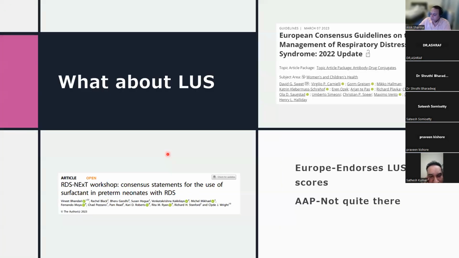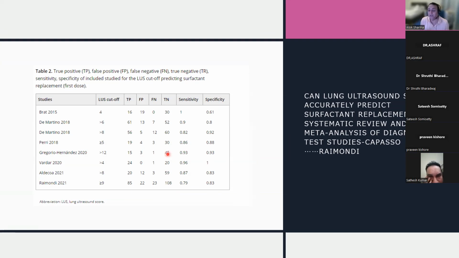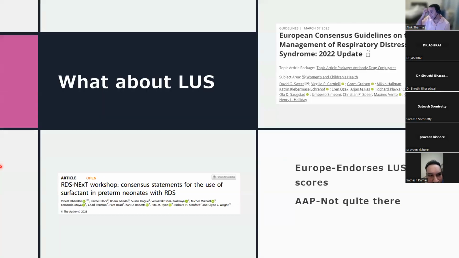Now the question is, with all this work, so I'm just giving you a flavor here. We have no randomized control trials which actually correlate FiO2 alone, FiO2 with clinical status, FiO2 with chest X-ray, in telling us really when we should be giving a baby surfactant after birth. We have all this work over here, but what do the national bodies say? Well, the European Consensus Guidelines from 2023 actually endorsed lung ultrasound along with FiO2 as a method for us trying to diagnose RDS, its severity, and talk about surfactant administration.